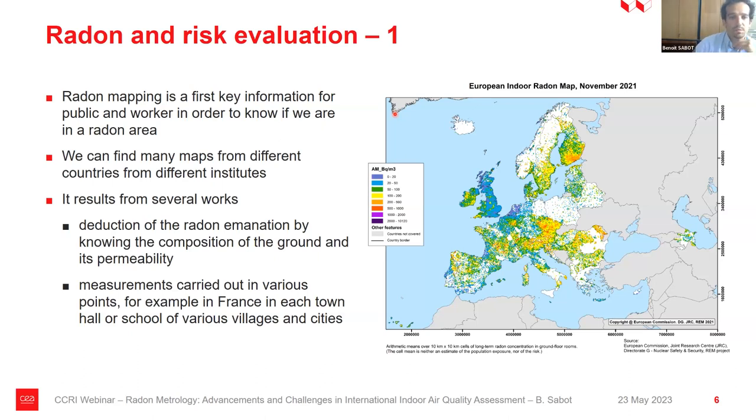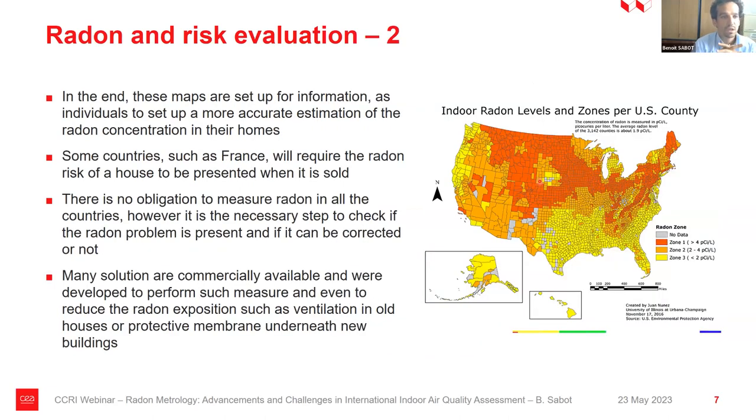We can find similar maps in other countries, or from time to time you have combined measurements of ground composition, ground permeability, and the deduction of potential radon activity concentration in some places. Of course, this is not only for Europe. Another example I found is a map of the USA that shows where you can find high radon concentrations and where you should try to do measurements or take some consideration about radon.